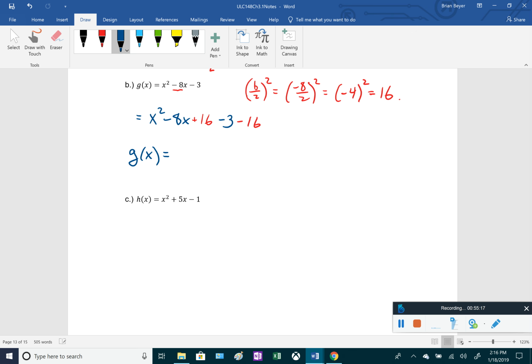So all we have to do is recognize that those first three terms, x squared minus 8x plus 16, you can factor it. Two numbers that multiply to 16 that add to negative 8, negative 4 and negative 4. Or just once again recognize that that value is your b over 2. So it's x minus 4 squared. Once again, it's this value right here. And then negative 3 minus 16 is negative 19. So there we go. That's our g of x in standard form.